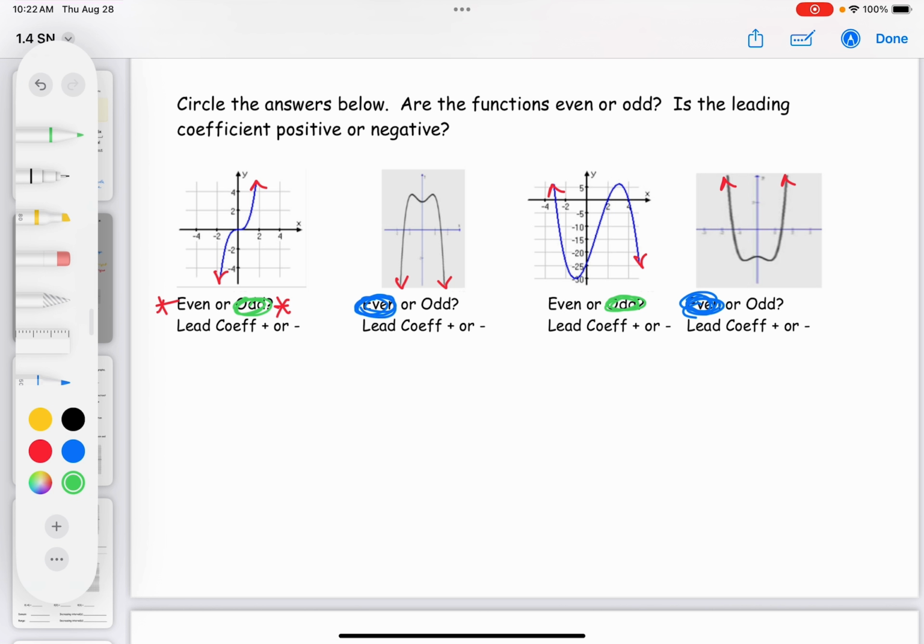And then lastly, the coefficient tells us if it opens up or down, or if it goes up and to the right or down to the right. Looking at this first one, generally this graph goes up and to the right, so it has a positive coefficient. This graph opens downward, so that lets me know I have a negative coefficient. This one goes down and to the left, so this is generally a negative leading coefficient, and this one opens up, which would be a positive leading coefficient.